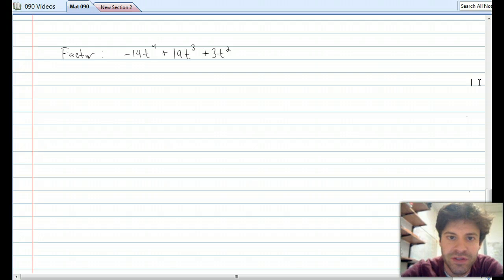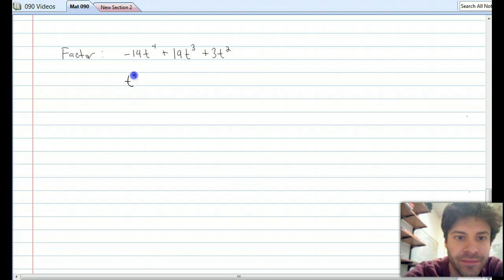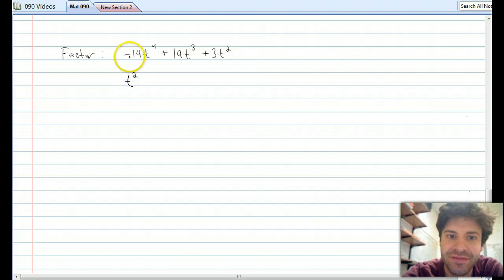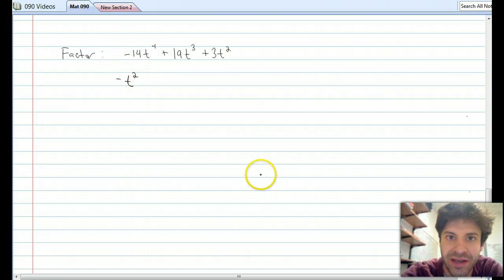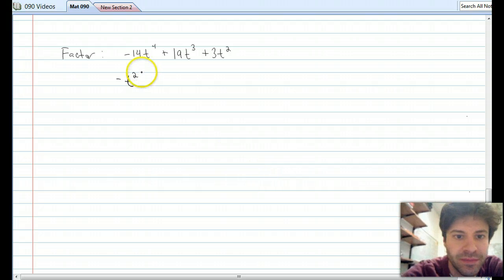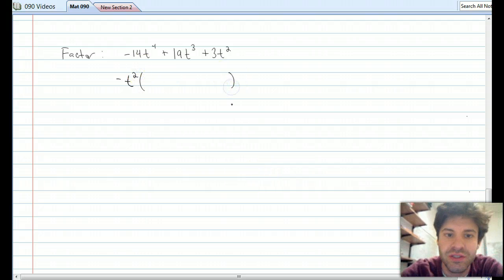What we have to do first is factor something out of all three of these terms. Now you notice there's a t squared in every one of those terms, so you can factor out a t squared. You'll also notice that there's a negative sign on this very first term. Usually when that's the case, your life will be a little bit easier if you just take that negative out of the parentheses as well.